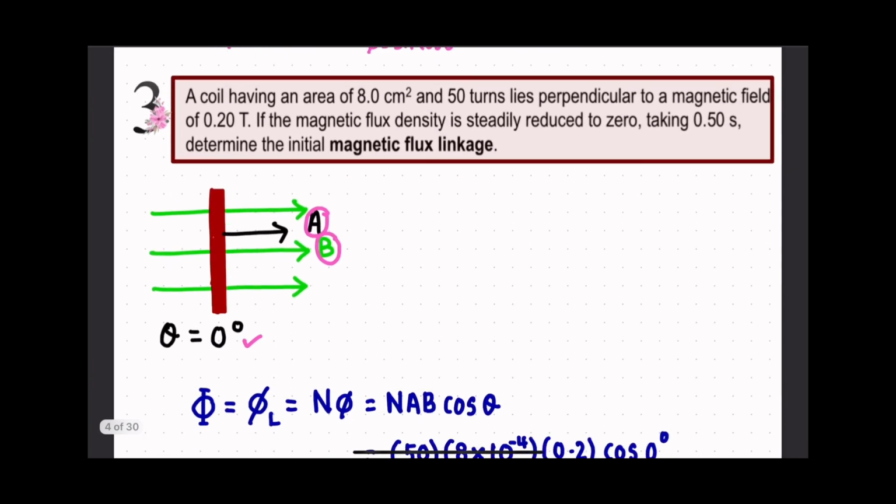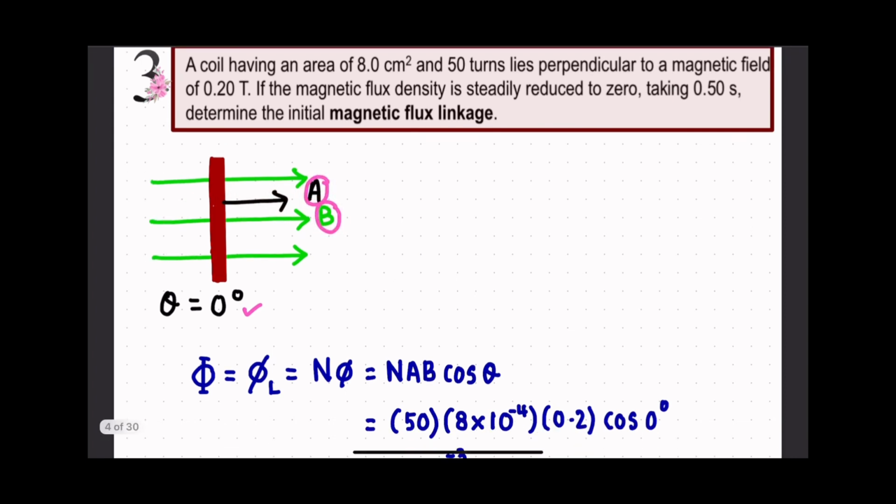So next, a coil having an area of 8 cm square and 50 turns lies perpendicular to the magnetic field of 0.2 Tesla. If the magnetic flux density is steadily reduced to 0, taking 0.5 second, determine the initial magnetic flux linkage. So they said that the coil lies perpendicular to the B. So lukisan ni macam ni lah. And then you know that vector area A is always 90 degree to the surface. So ni adalah A and then B. Alright, so next awak tahulah angle between B and A is 0.